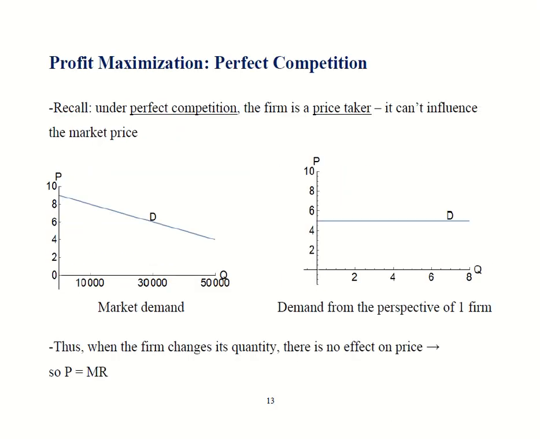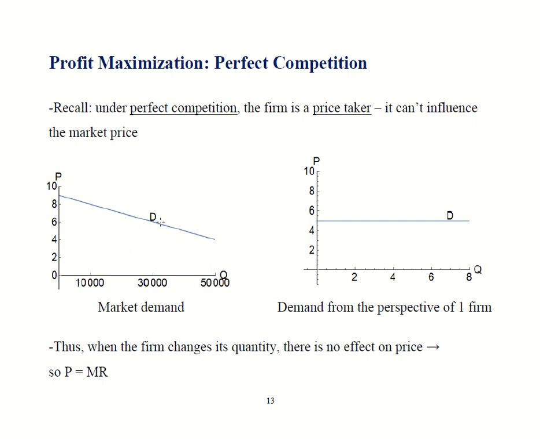So for comparison, we'll look at some review of how firms that are in perfectly competitive markets maximize profit. Remember, back in that condition, the firm was a price taker. They cannot influence the price. So here it was market demand in a perfectly competitive industry, so it's downward sloping, following the law of demand. We buy less when something gets more expensive.